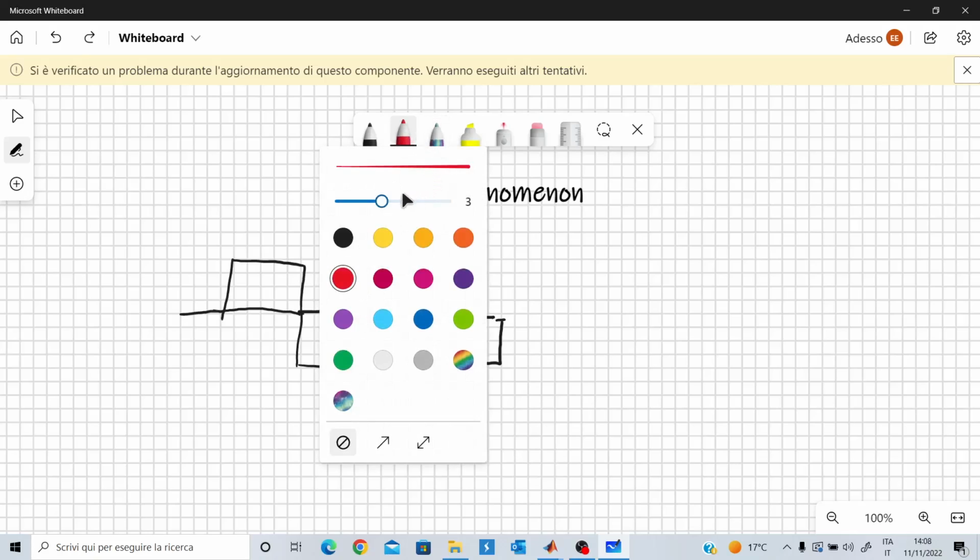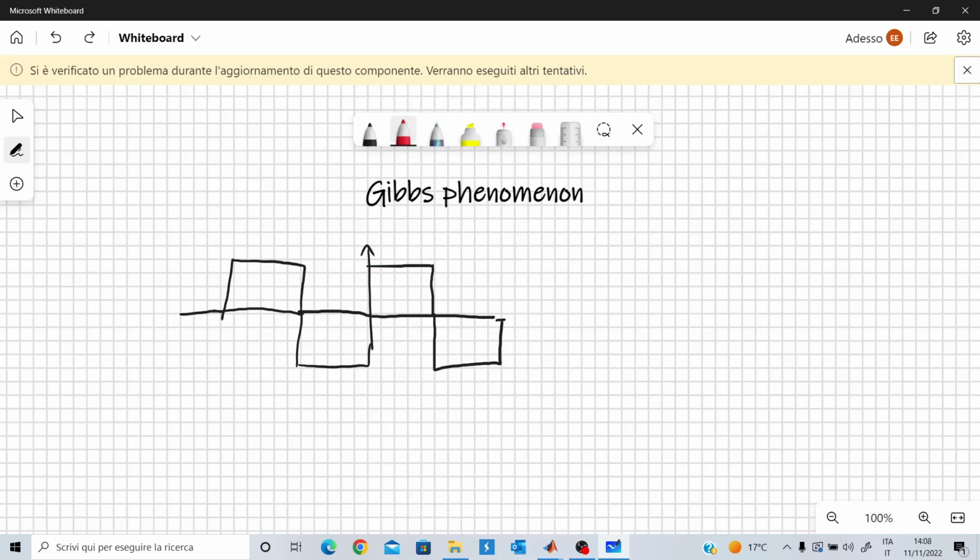Maybe I can change the thickness of my pen, so let me try like this. The function will behave like this, and then it will approximate our constant in this interval here. So depending on the number of harmonics that we choose for the Fourier series, it means that we are truncating our Fourier series, because in order to make computations we need to truncate the series. But we can also reason in the limit.